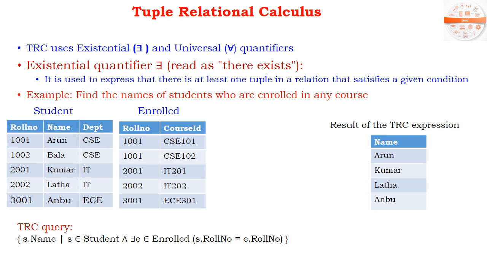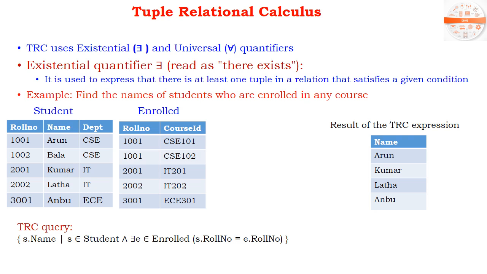So here there are two tables, the student table and the enroll table. The student table consists of three columns: roll number, name, and department. And the enroll table consists of two columns: roll number and course ID. And look at the question: find the names of the students who are enrolled in any course. So here we are going to find the names only, not all the columns. But what is the condition? Who are enrolled in any course. Then how to write the query here?